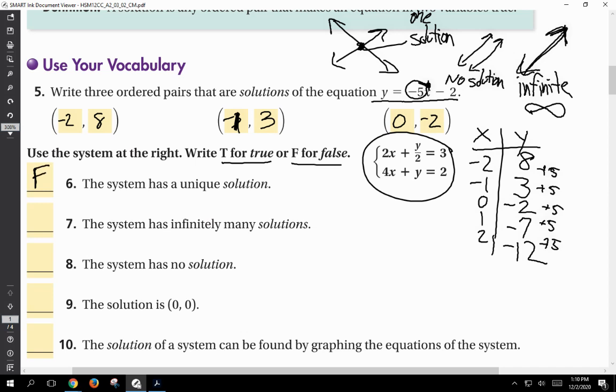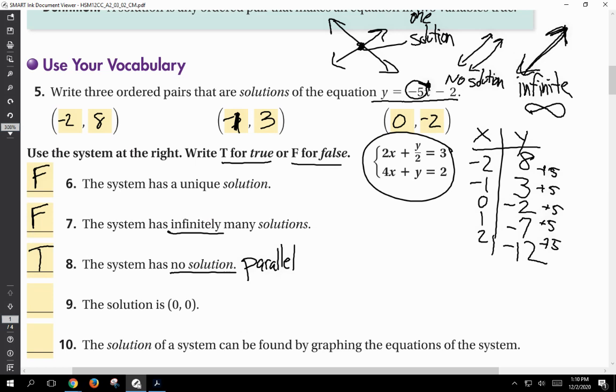The system has infinitely many solutions, right? Infinity. That means it's the same line. And that's actually false too. Number 8, the system has no solution, and this is true. It has no solution. When it has no solution, it means the lines are going to be parallel. Okay, why are they parallel? Let's try to figure this out first.